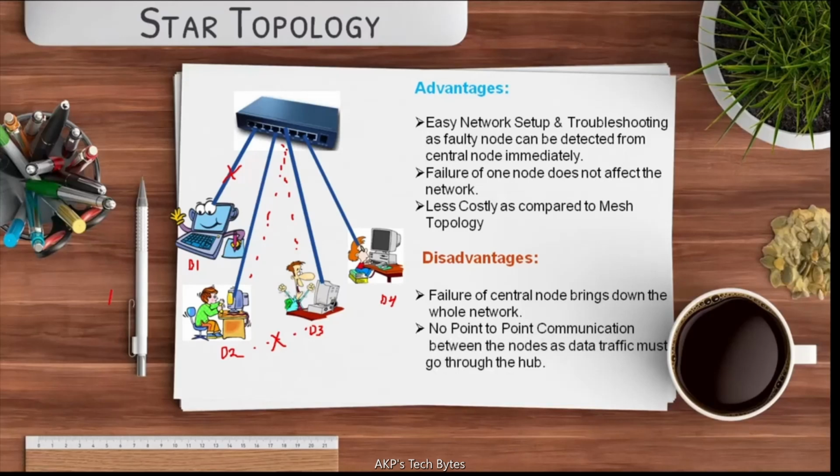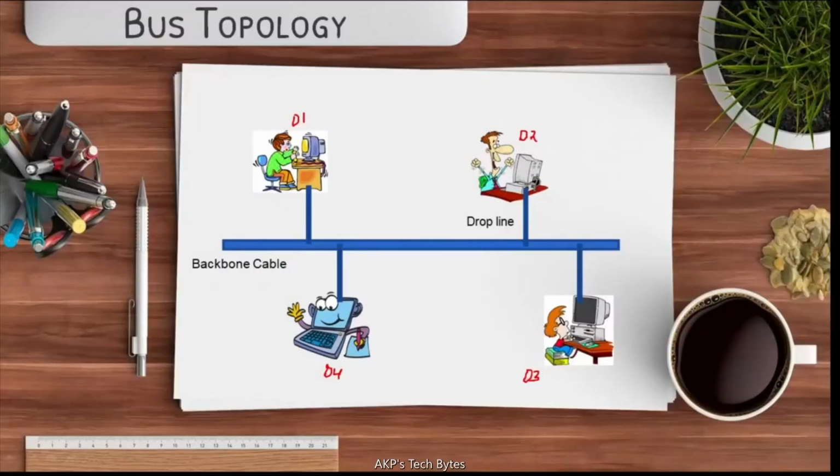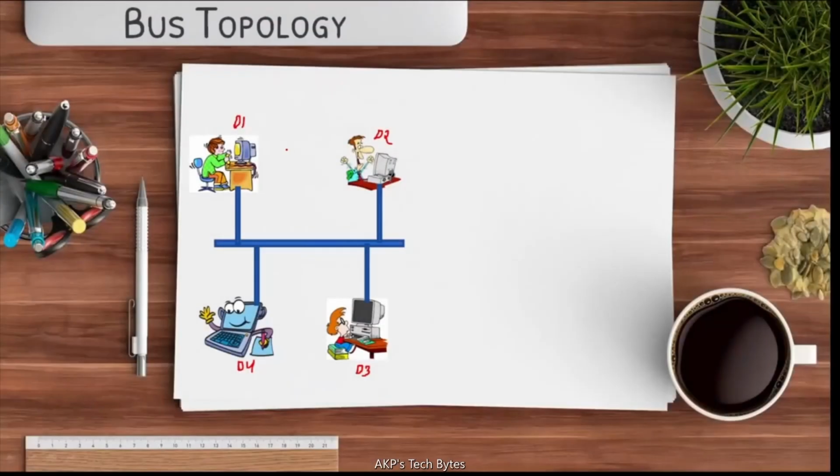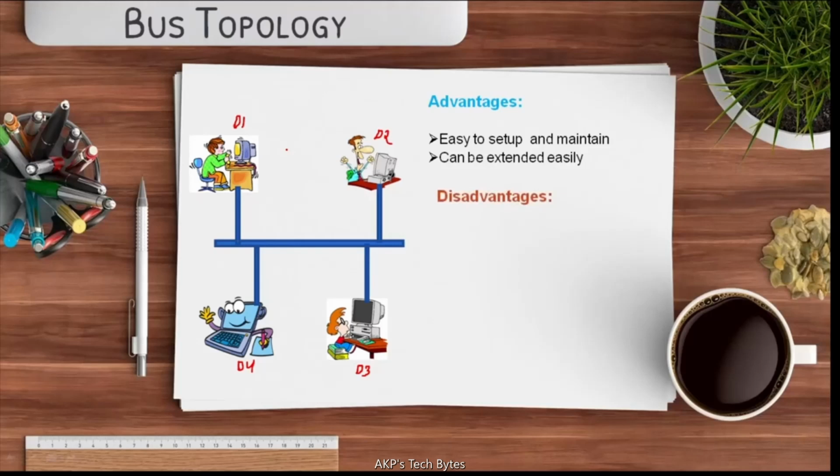So next, go to the bus topology. This is the structure of bus topology. D1, D2, D3, D4 all are connected to a backbone coaxial cable. Okay, so let's find out the key points of bus topology. From the advantage point of view, it is easy to set up and maintain, at the same time it can be extended easily and is less costly also. So these are the points of bus topology.